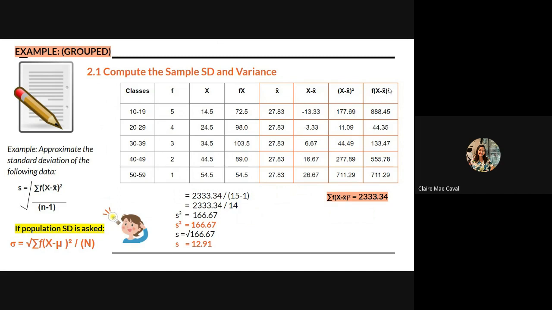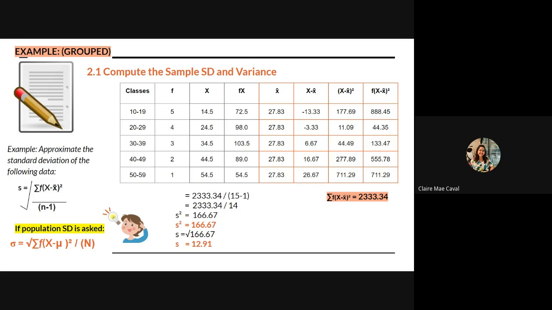Last column of the table, we just have to multiply frequency and, okay, wait lang class ha, malubat na po. Just have to multiply, oh my god, okay.